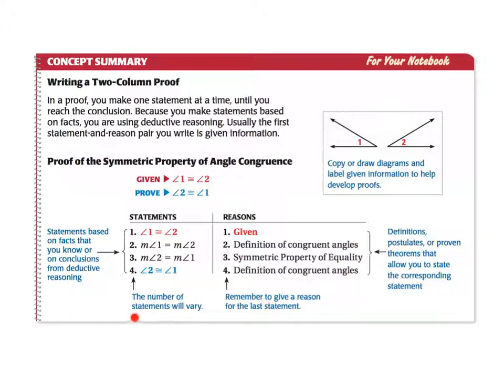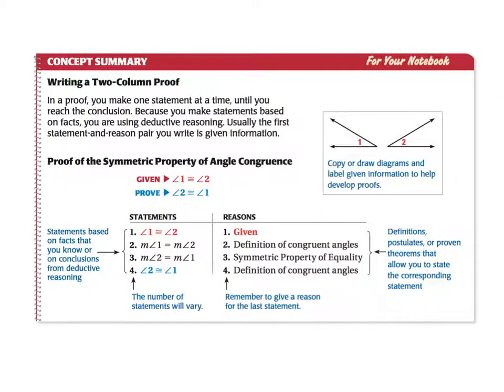And you notice that they're also numbering each step in the proof. Each step in the proof is numbered, and it's paired with a numbered reason on the right-hand column. So remember, each time you make a statement, you have to give a reason for that statement. And all of these in the right-hand column have to be definitions, postulates, or proven theorems that allow you to state the corresponding statement. So again, this gives you a nice visual of how to set up and write a 2-column proof.